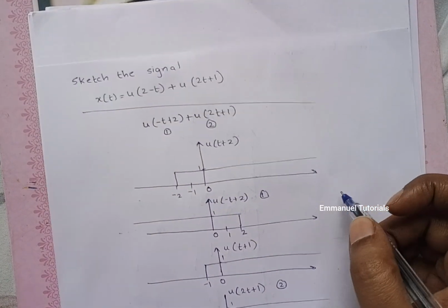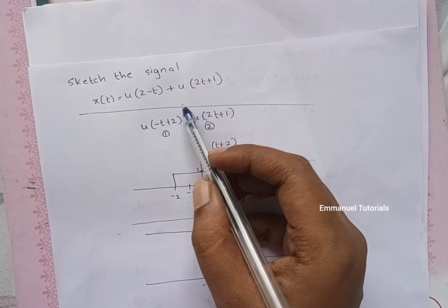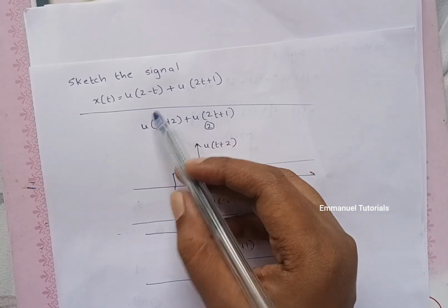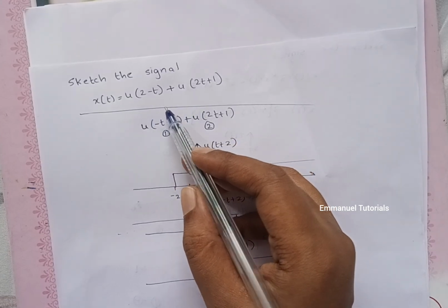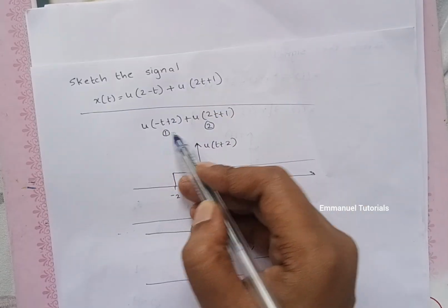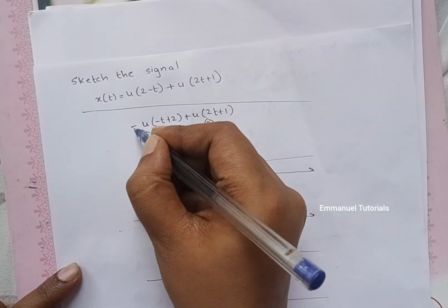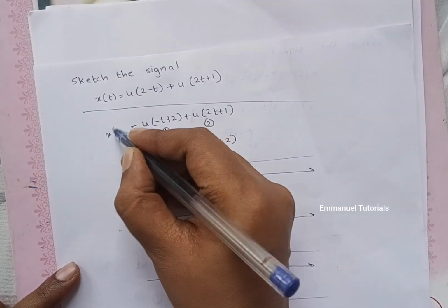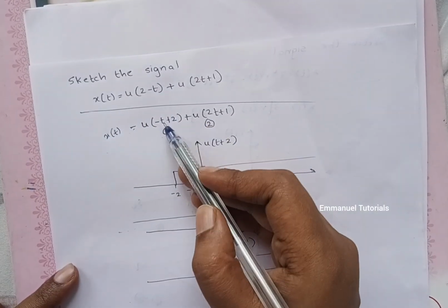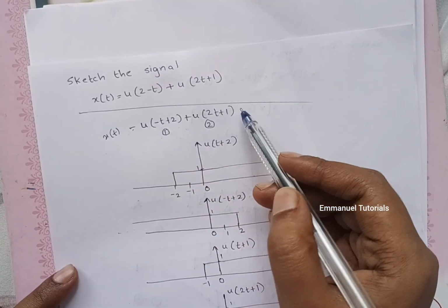Let's start. So here it's a unit step kind of signal which we are going to add. One is a delayed version, or you can say it's not a delayed version, it's an advanced version. If you just reorder the parts, so this is x of t again. I've just reordered it, so it will be u of minus t plus 2 plus u of 2t plus 1.